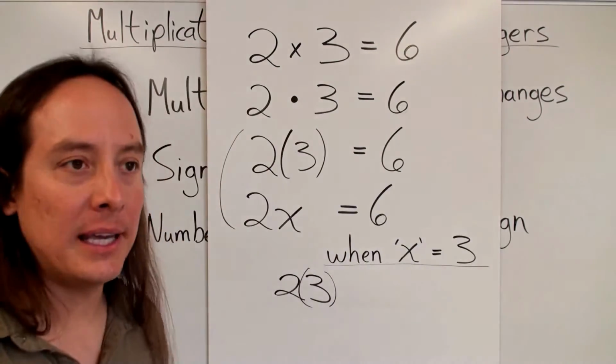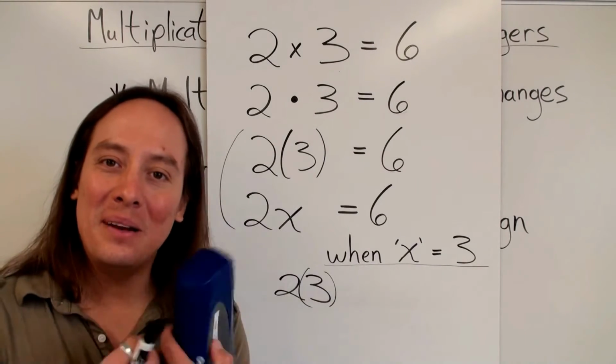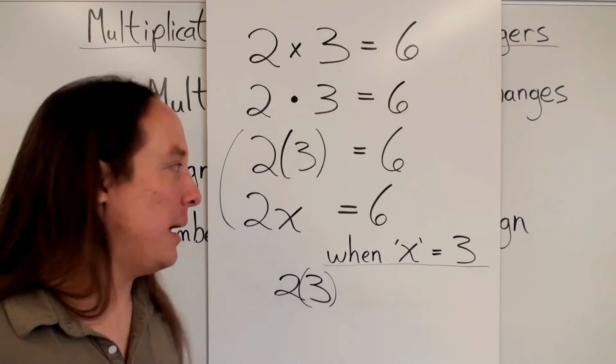So that's the big key. This is a big deal, all right? 2 numbers together, multiplication, all right? Okay.